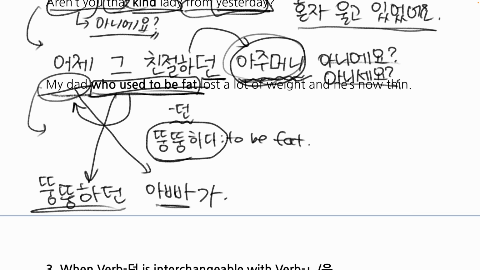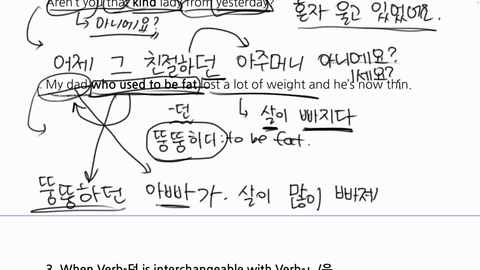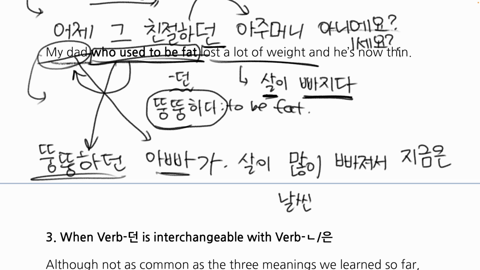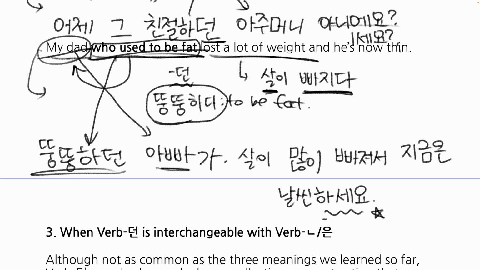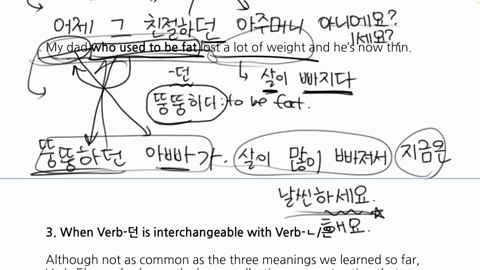뚱뚱하던 아빠가 lost a lot of weight and he's now thin. Lost a lot of weight. To lose weight is 살이 빠지다. Literally meaning for the weight, for flesh to be lost, for flesh to be removed, so you lose weight. 아빠가 살이, a lot of weight. You can use 많이, the adverb, 많이 빠져서. Now he's thin. 지금은 날씬하다, to be thin. 날씬하세요. You can use the honorific form, or if you just want to use the normal ending, you can use 날씬해요. 뚱뚱하던 아빠가, my dad who used to be fat, 살이 많이 빠져서 lost a lot of weight, and 지금은 날씬하세요. He's now thin.